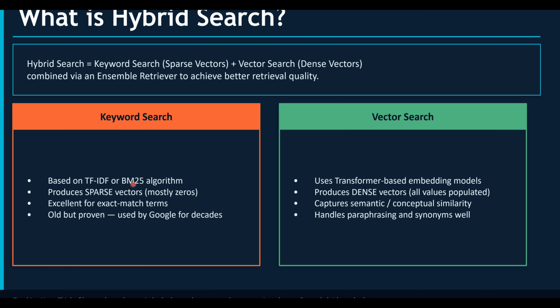Let's start with the fundamentals before we write any code. Hybrid search is the combination of two distinct retrieval approaches, keyword search and vector search, fused together using an ensemble retriever. On the left, we have keyword search. This is actually not a new idea. Google pioneered this decades ago using TF-IDF and PageRank. The idea is simple: find documents that share the exact same words as your query.